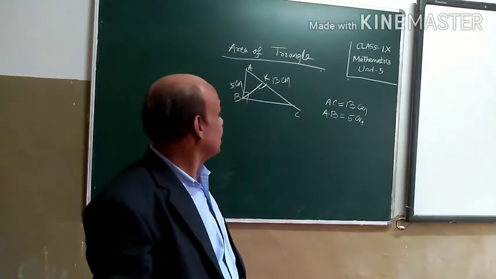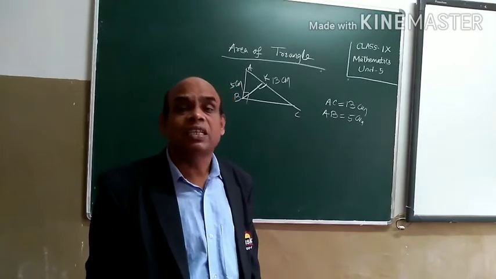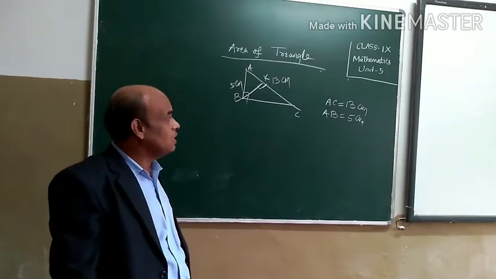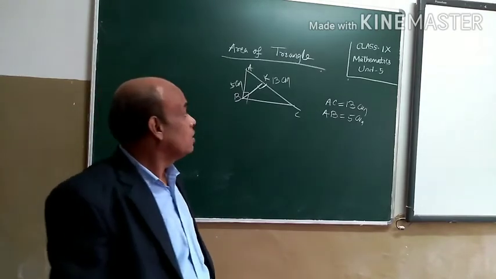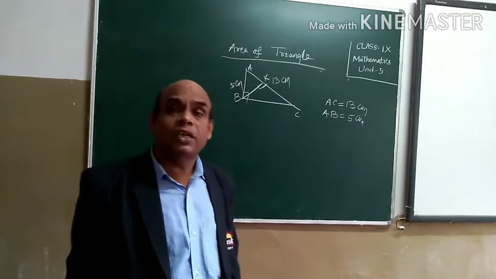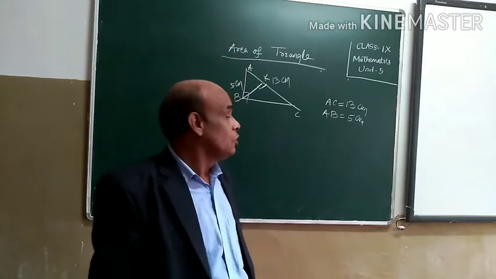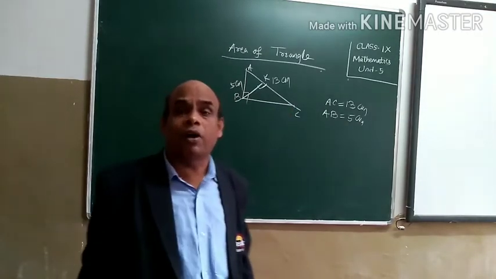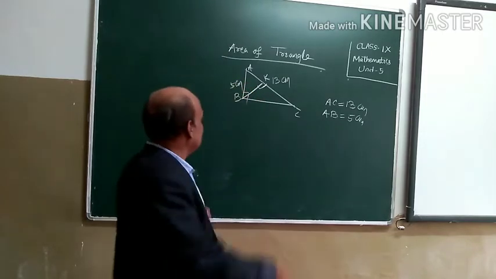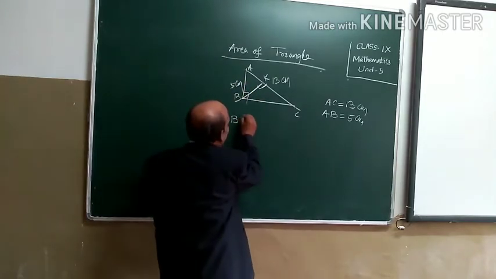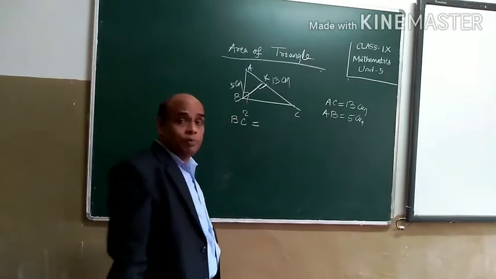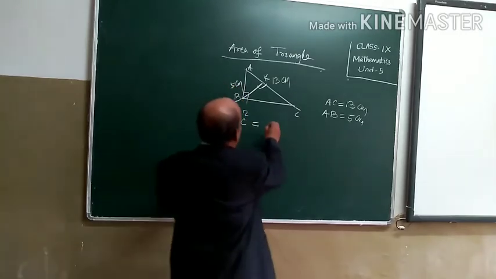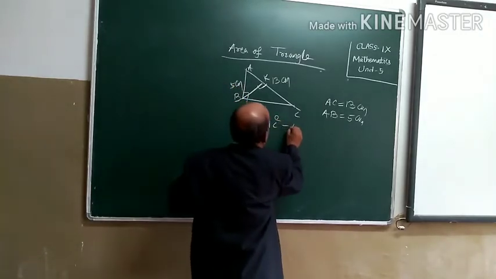Again listen, if BK is perpendicular towards AC, then find out the value of BK. So first you see, AC is given. What is AC given? 13 centimeter. Then AB is equal to 5 centimeter. So you have to find out the base, the value of BC. So BC square is equal to AC square minus AB square.